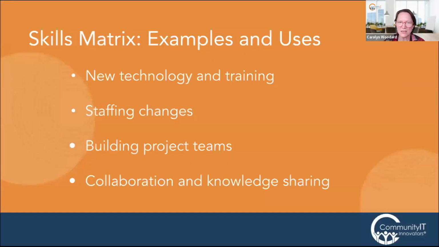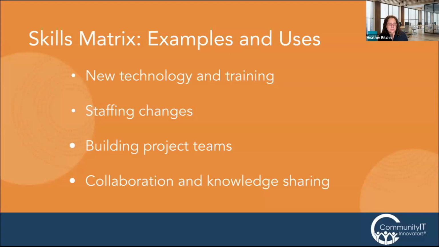So can you give us some examples and uses? Sure. So we talked about, before this session, 4 examples and uses that we've experienced over time for using skills matrices. And so one of them might be new technology and training.